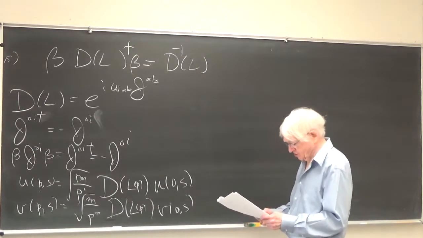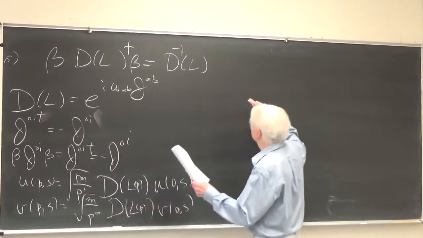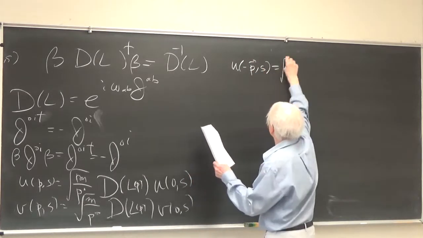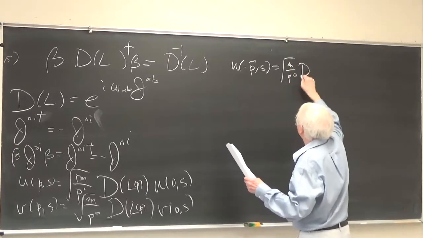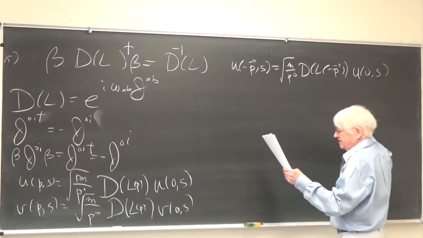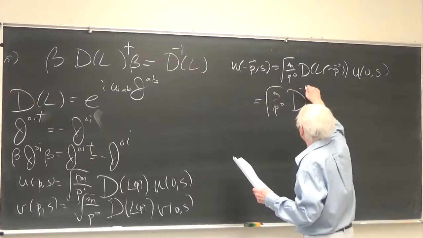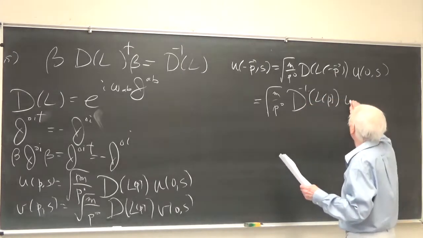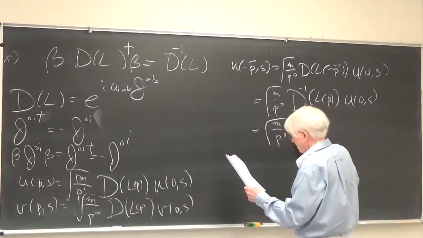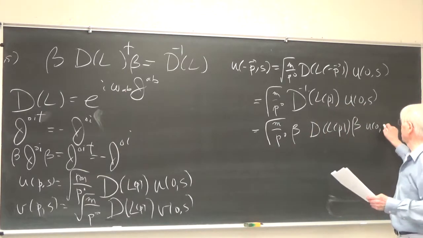Okay, so these are our equations, and if we remember how things transform under boosts, what we have here is U of minus P and S, that's square root of M over P0, D of L of minus P, U of 0 and S. And so this is square root of M over P0, D inverse of L of P, U of 0 and S. And then this is square root of M over P0, beta, D of L of P, beta U of 0 and S.